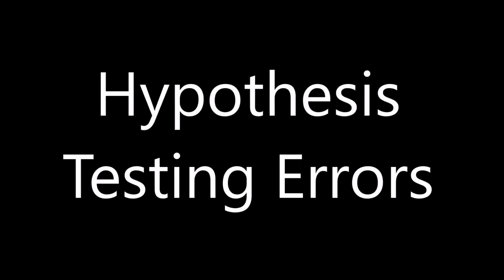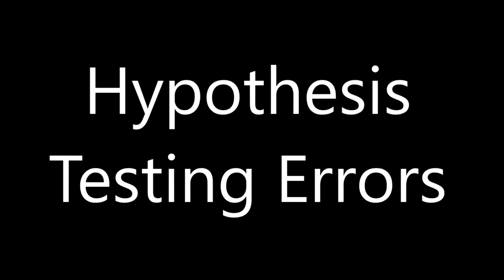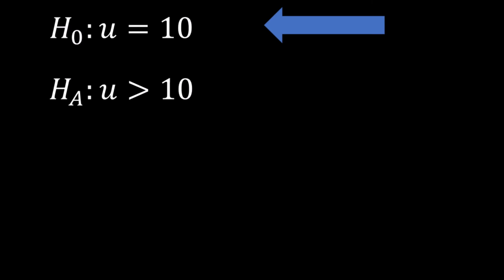I will teach you about type 1 error, type 2 error, and the power of the test. First, let's discuss type 1 error. Remember that we always list our null hypothesis first, which is our assumption about a population parameter. In this case, we assume that the population mean, mu, is 10.